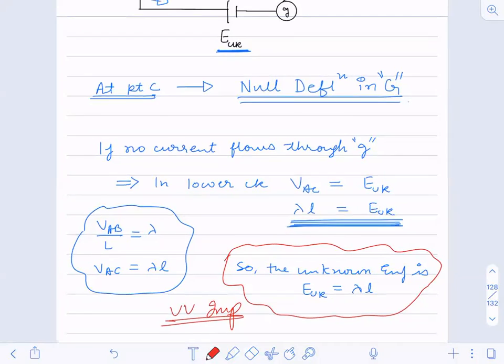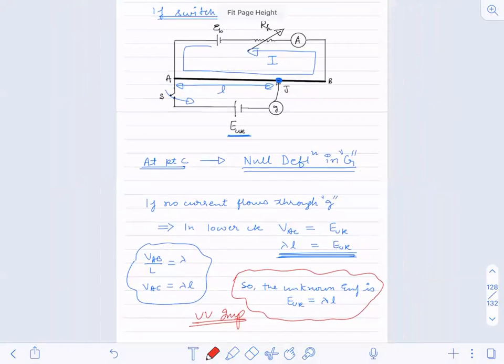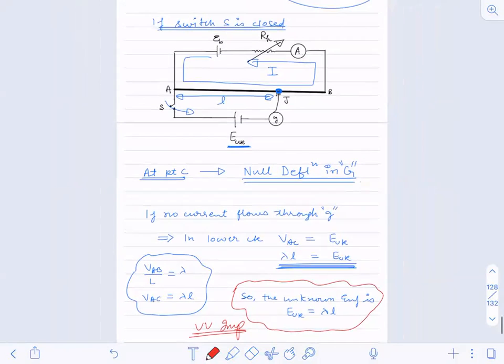There are so many questions on this concept that have been asked to you in the exam, in boards, NEET as well as JEE. So make sure that you don't miss anything in this.